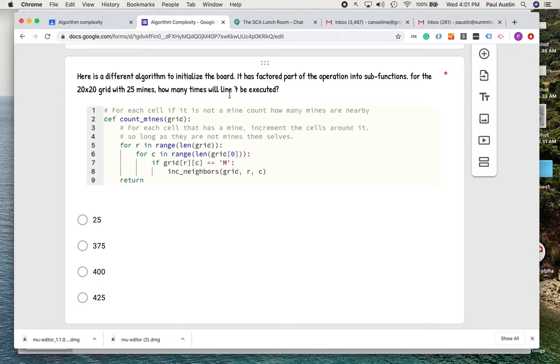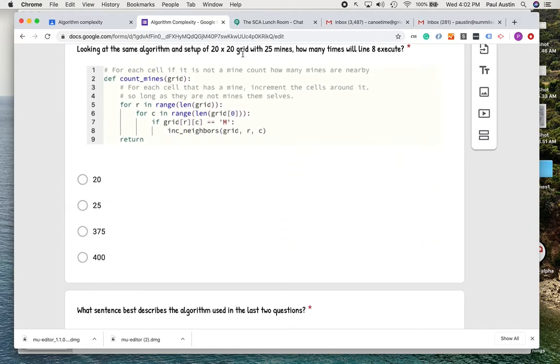How many times will line 7 be executed? And that's the line right here. I could put arrows to highlight it just for you, but I figure you should be able to see the number 7 and relate it to this number 7. That's part of the nature of growing up and getting ready for college, to be able to infer some of that stuff. So this is simple. Rows times columns is 20 by 20, which is 400. So that's that one. Same answer as last time.